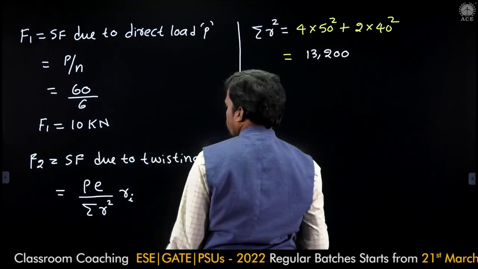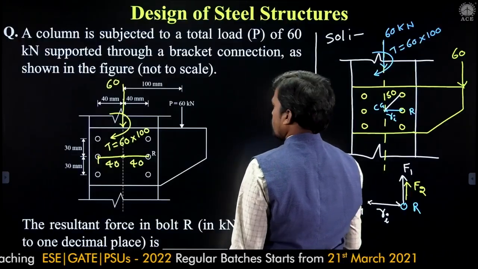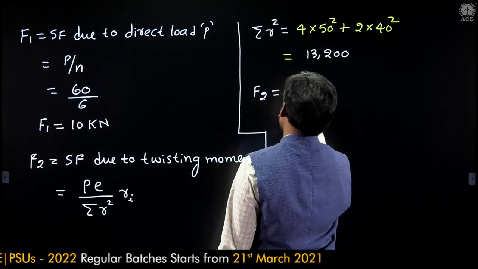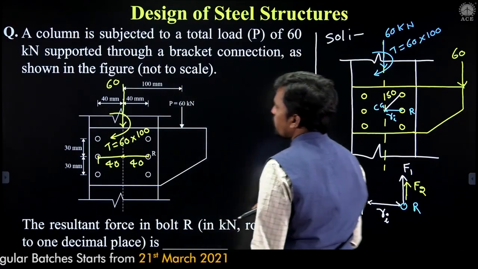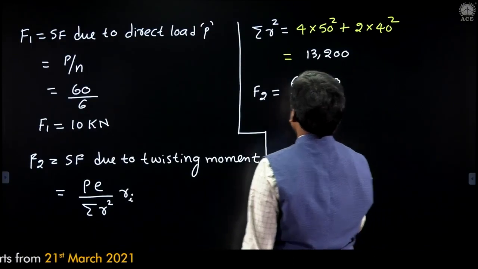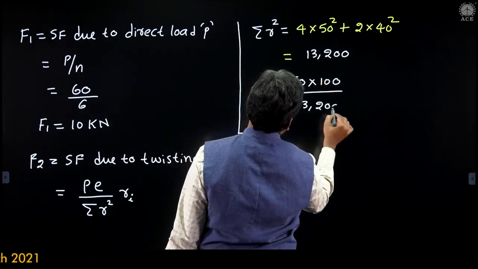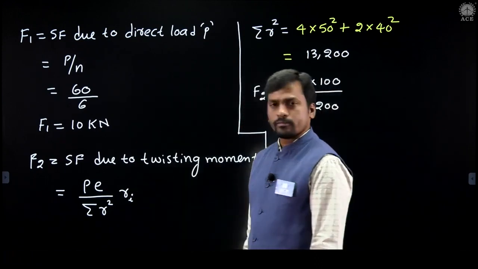Okay, then you'll get the F2 value. What is F2? What is the P value given in the question? 60, right? Yes or no? P value given 60, and eccentricity is given. What is the eccentricity given? 100 mm, right? 100 divided by, and this is 13,200, and Ri.